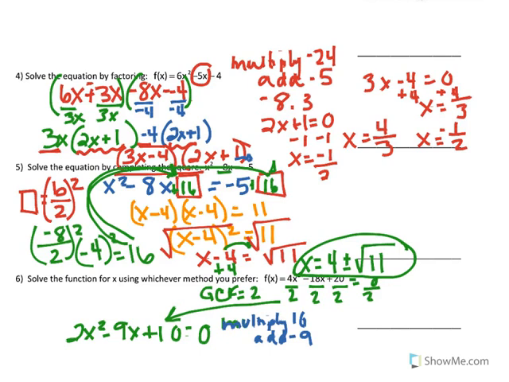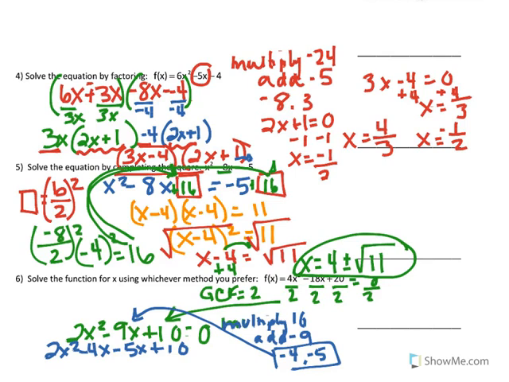So those two terms that are going to get me there are going to be negative 4 and negative 5. So that means that I'm going to take these two terms and replace them with the b. So now I'm going to do 2x squared minus 4x minus 5x plus 10. Now I have to group them and pull out common factors.